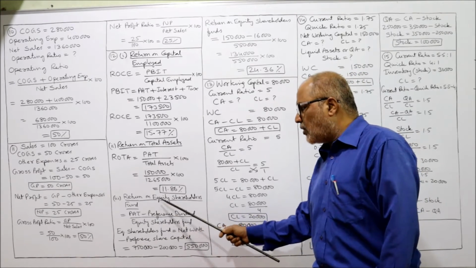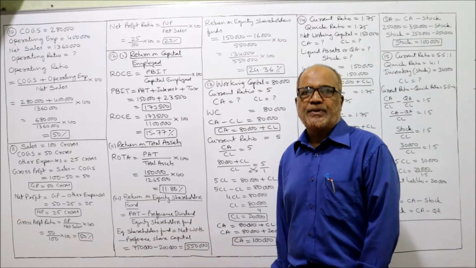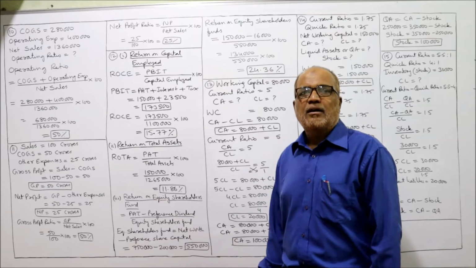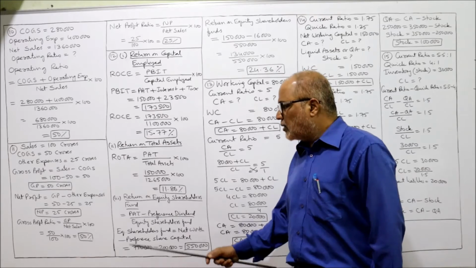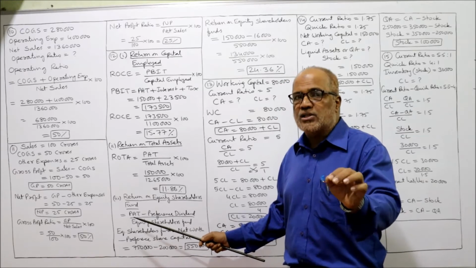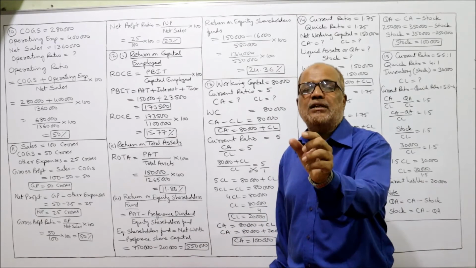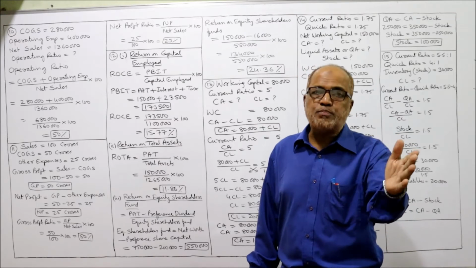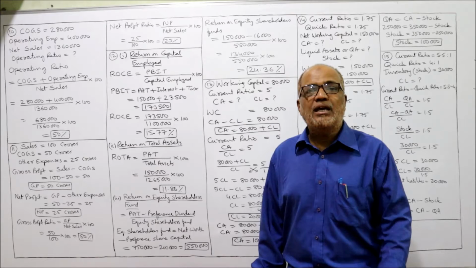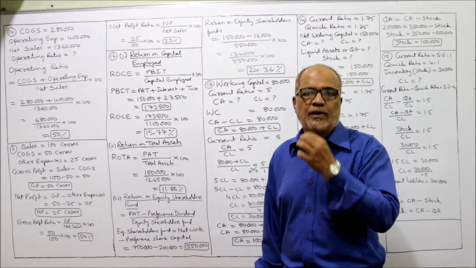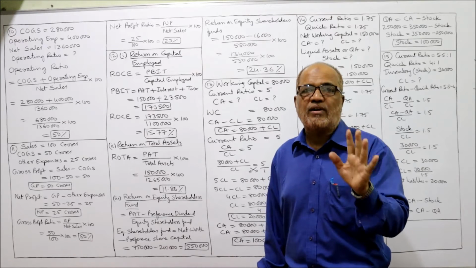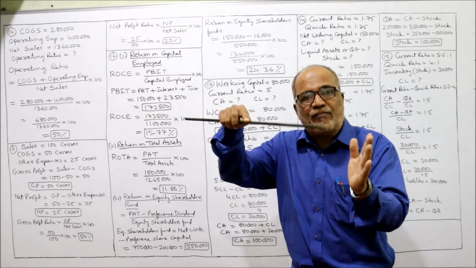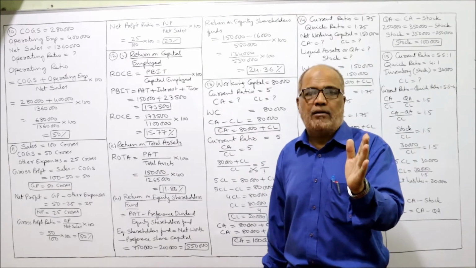Last is return on equity shareholders fund. Return on net worth. So return on equity shareholders fund: the formula is PAT minus preference dividend, divided by equity shareholders fund. Only equity shareholders fund we require. We don't require net worth, because in net worth preference share capital will also be included.